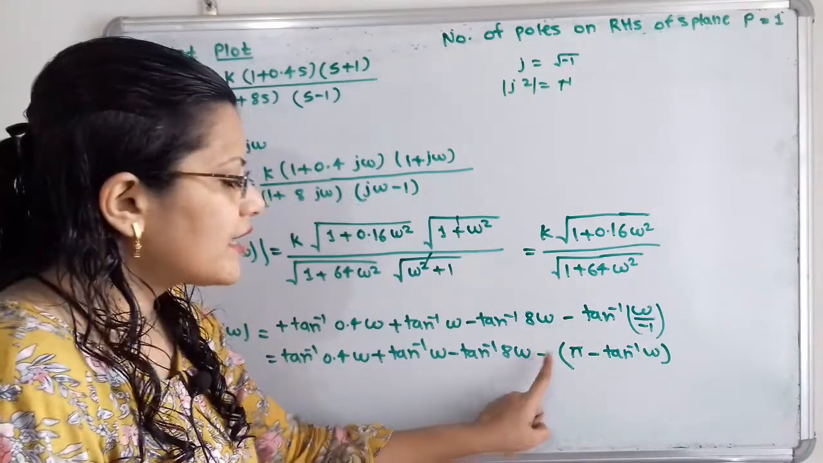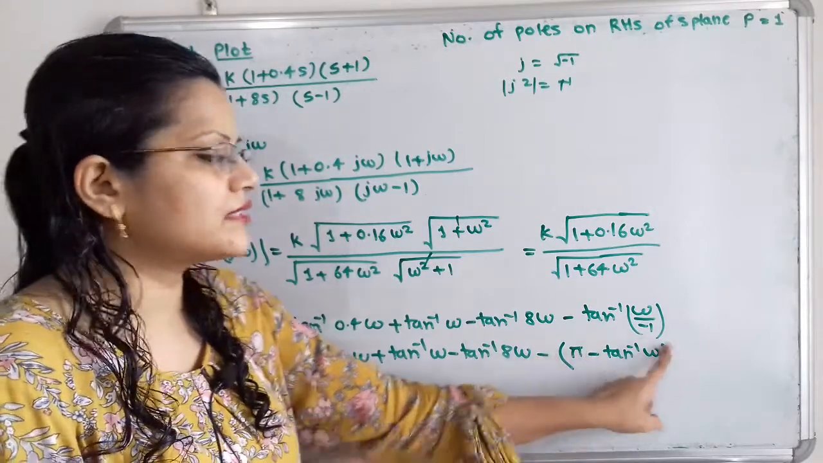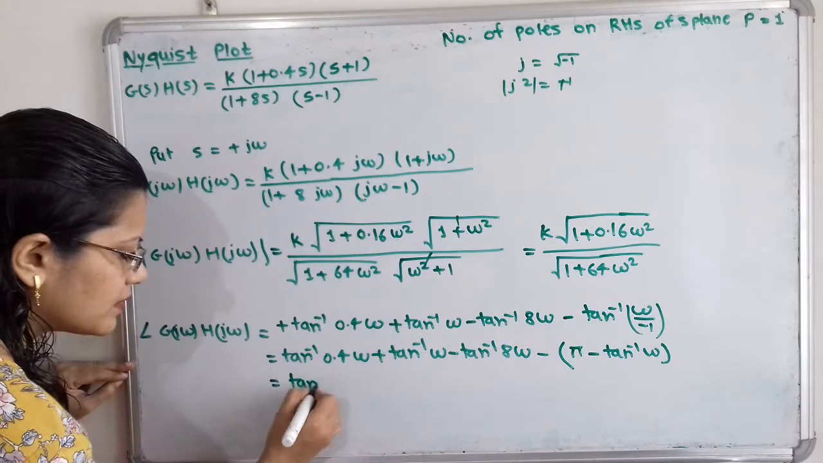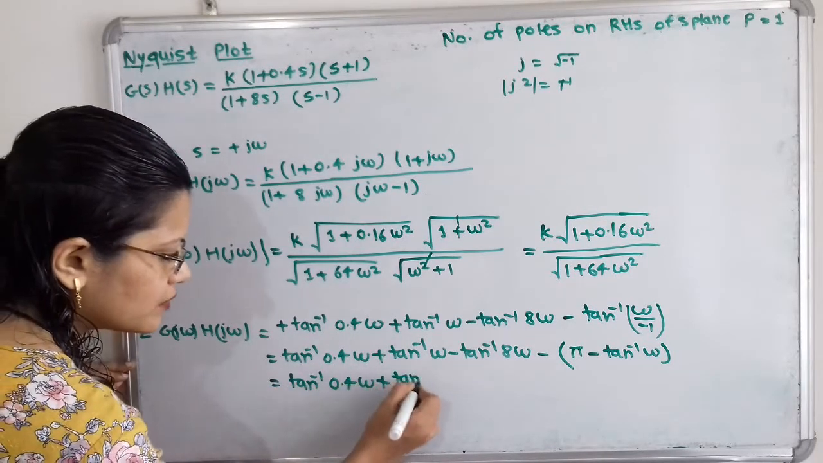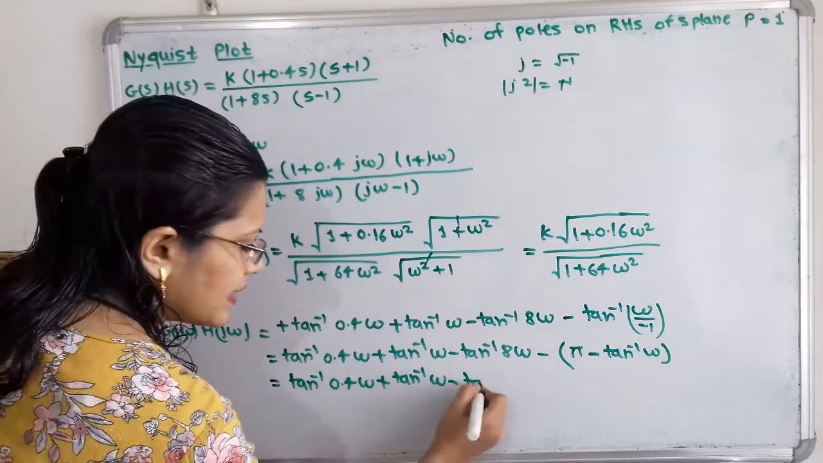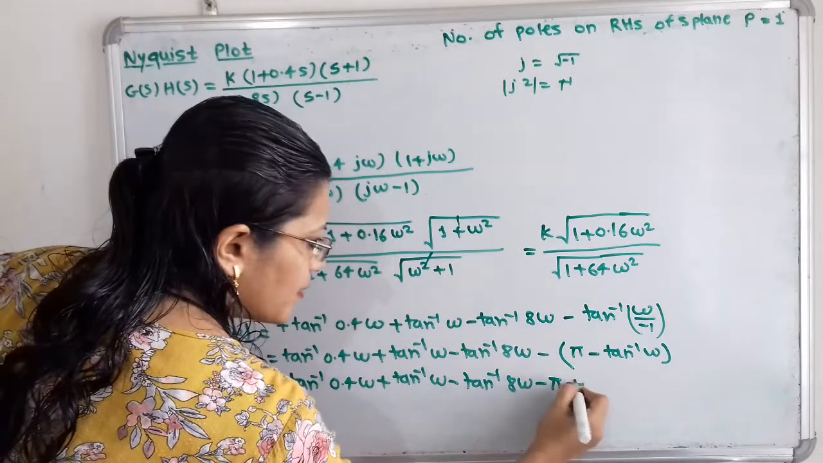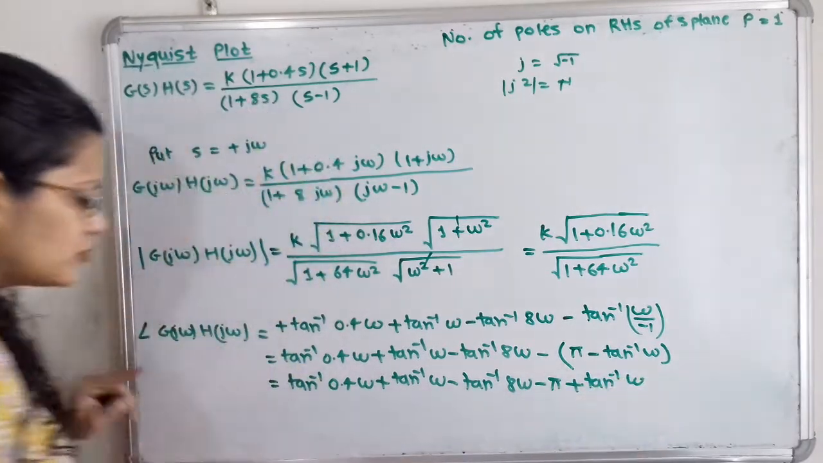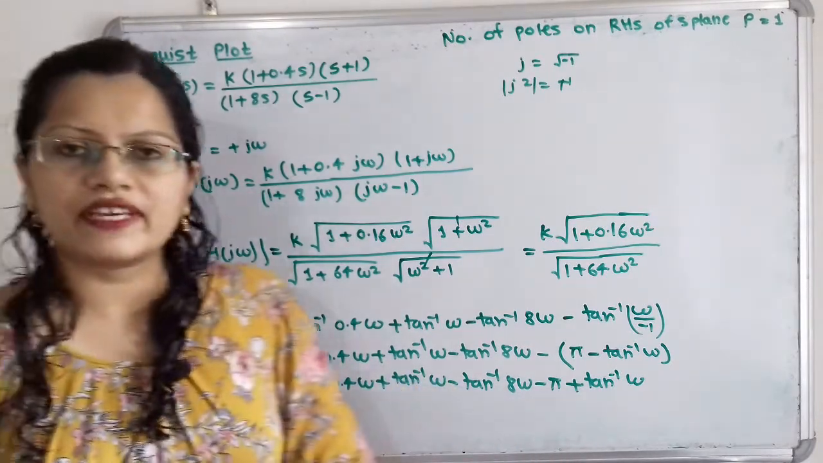So I will again simplify this. I will multiply this minus sign inside the bracket. Tan inverse of 0.4 omega plus tan inverse of omega minus tan inverse of 8 omega minus pi plus tan inverse of omega. So this is the final formula that we have to use to calculate the phase angle.